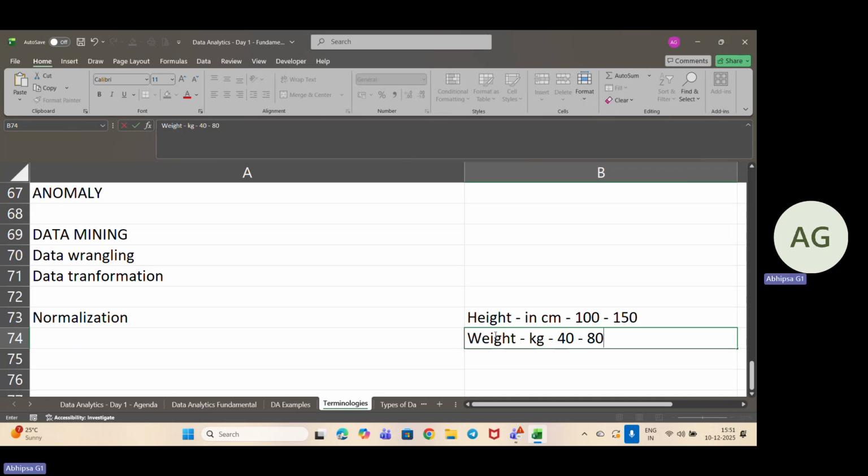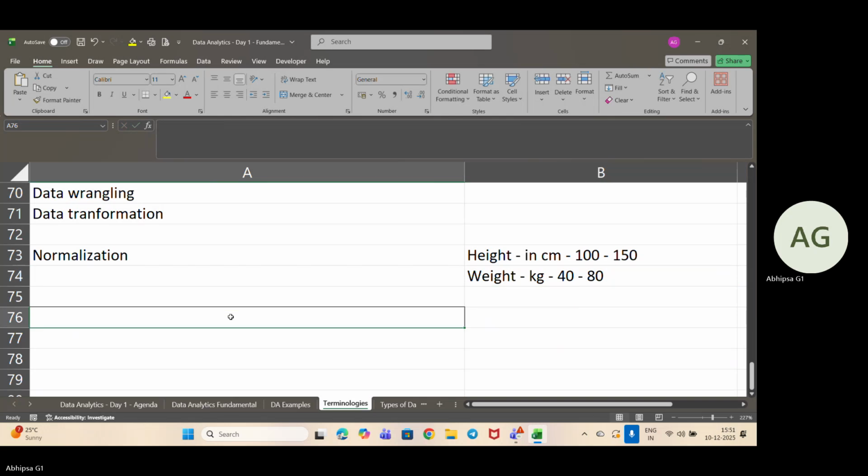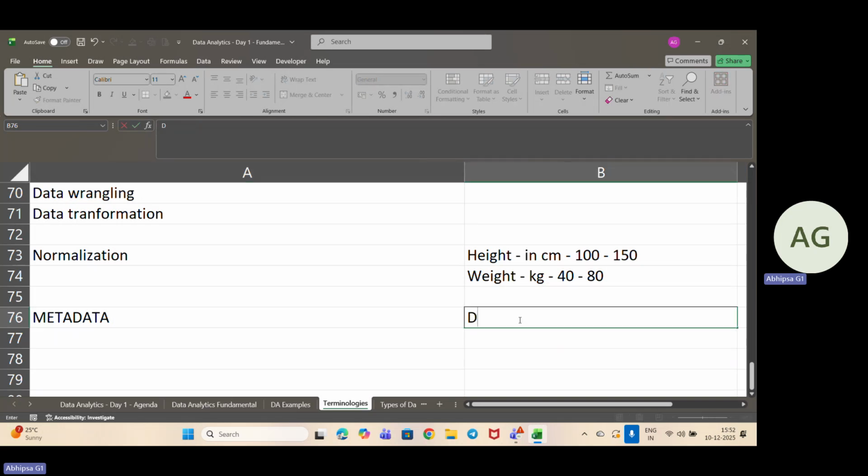Next, we have metadata. What is metadata? That is data about the data. Suppose you have a photo. The photo is itself data. Now the data about the photo, like on which date the photo was clicked, in which location, what the camera mode is, what the timing is. That information is called the metadata. So metadata is data about data.